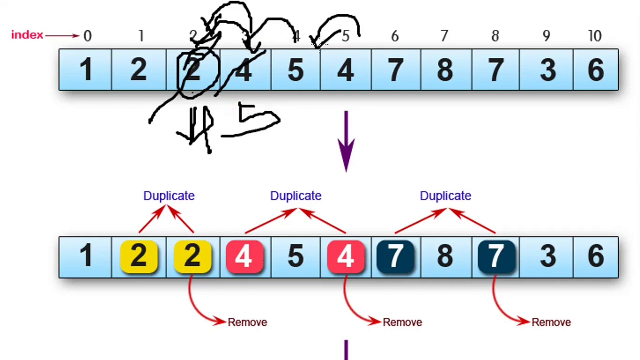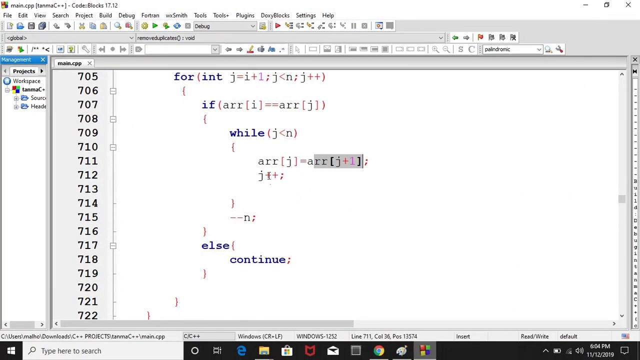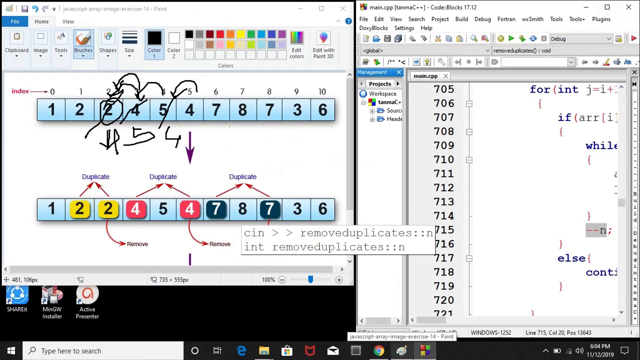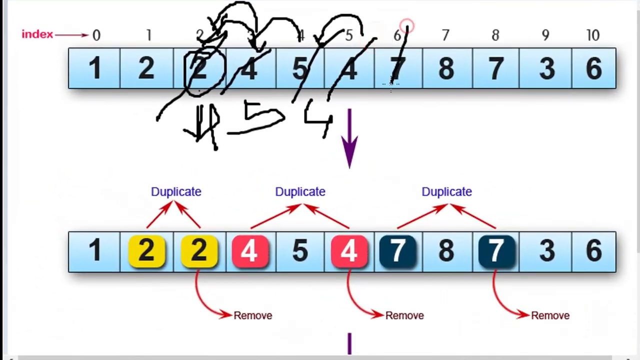This is 5 now. This will be 4, like this. And j plus plus for the next element, while j is less than n. Now when this while loop is over, we have to decrement n. Why? This is very important. We have to decrement n because when we overwrite all these values, the duplicate will be removed and the length of the array will be smaller. Because one array element is removed, it will also make the array smaller.